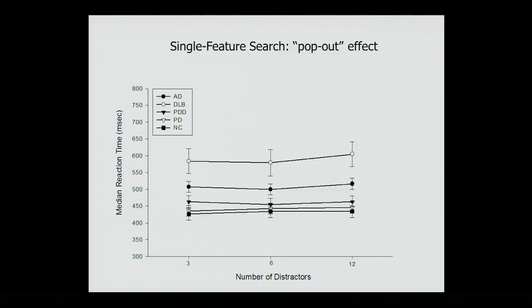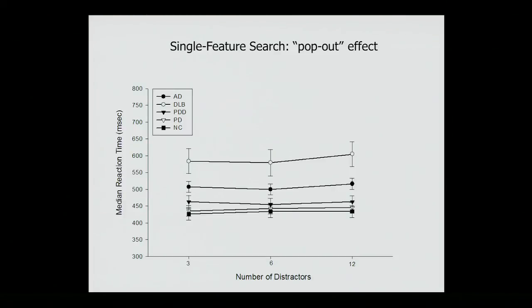We were a little bit surprised, particularly in the patients with dementia with Lewy bodies that are shown here. Patients with Alzheimer's disease here. These are controls, patients with Parkinson's disease without dementia, and some patients with Parkinson's disease with dementia. But what we see is that DLB and Alzheimer's disease patients are slower overall than the rest to find the target, but they don't show any increase as the number of distractors increase. So they are showing the pop-out effect. So despite their other visuospatial deficits, patients with dementia with Lewy bodies show a normal pop-out effect.